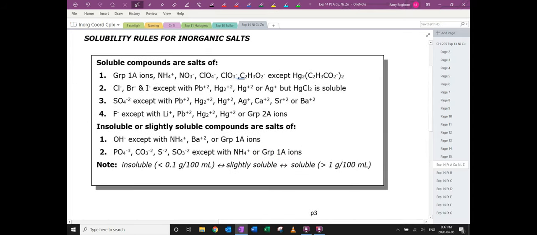Let's take a look at the solubility table for just a moment. Now, nickel is not on the solubility table, but notice that carbonate is, and we're told that all carbonates are insoluble, except when combined with group 1A ions or ammonium, and so certainly with nickel it will be insoluble. Similarly for hydroxide, the hydroxide of nickel 2 would also be insoluble. It's not one of these exceptions.